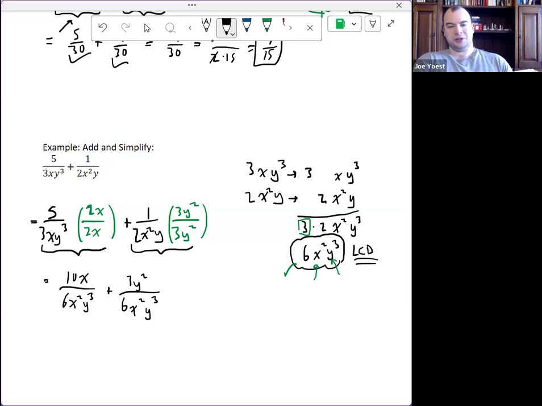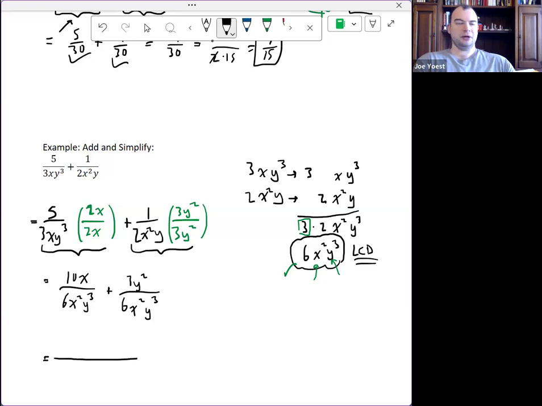And how many of those slices do I have? I have 10x on one hand and 3y squared on the other hand. So we're speaking much more abstractly now. We're not slicing a pizza into 6 pieces, which is very easy to think about and visualize, but we're slicing it into the strange 6x squared y cubed slice size. But the mechanics still work the same.